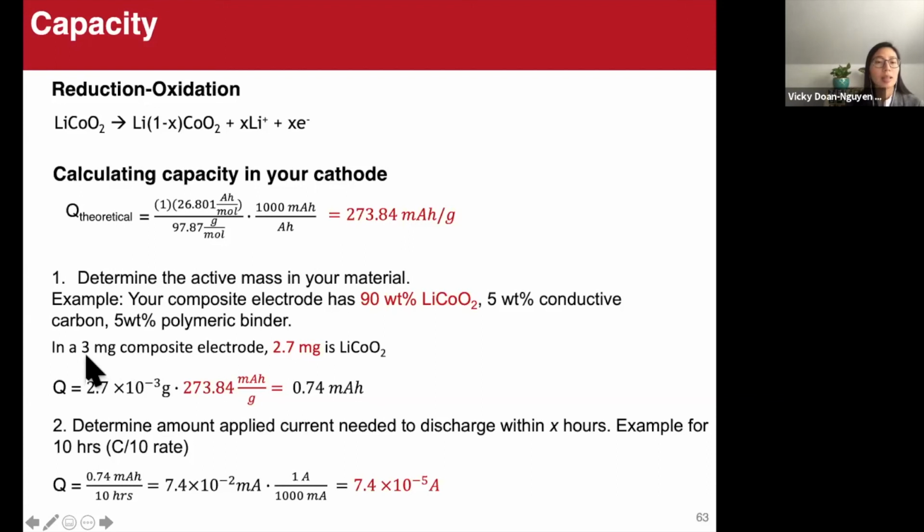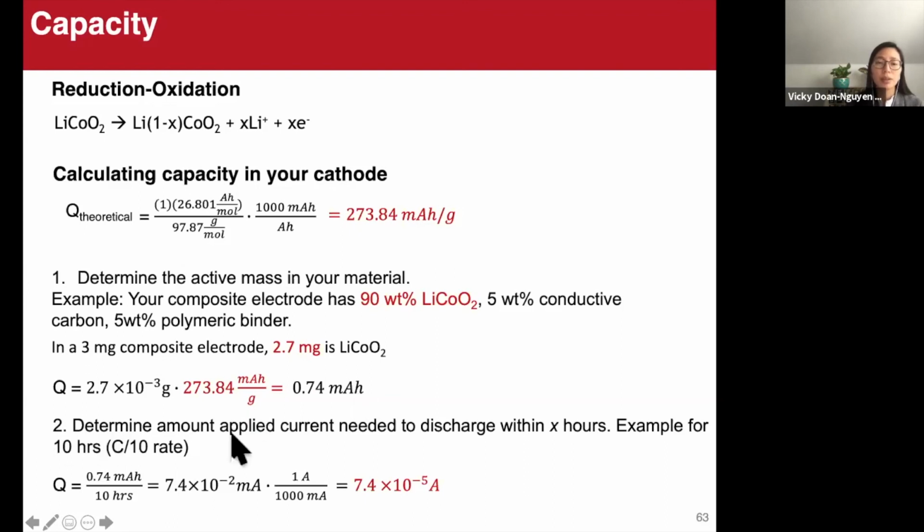Well, let's say the composite electrode weighs 3 milligrams, which of course does not include the current collector. So 90% of that is 2.7 milligrams. So 2.7 milligrams of the composite is lithium cobalt oxide. Well, the capacity that you can achieve with that mass loading is 0.74 milliamp hour.